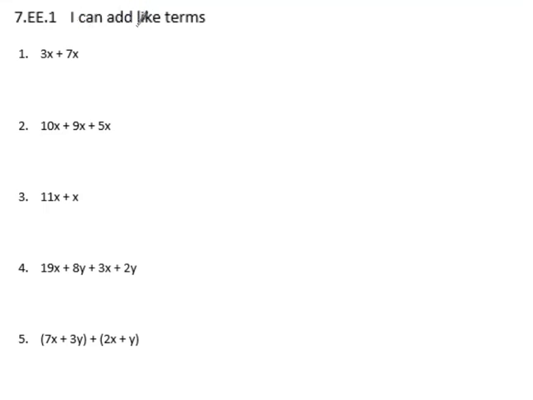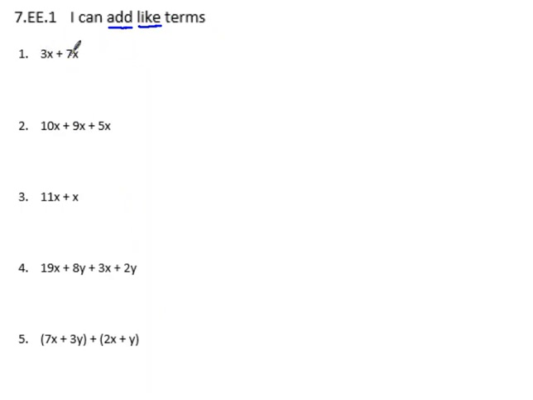I can add like terms. So we are adding together, whether they're positive or negative, we're still doing adding. Like meaning that they are similar. And terms are these pieces that are separated by pluses or minuses. They could have a number, a variable, they could have an exponent.